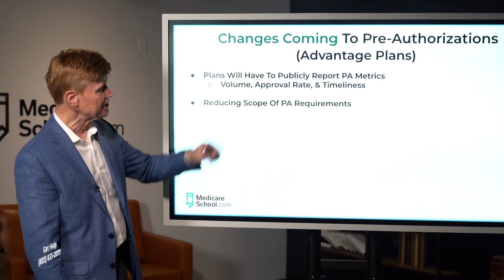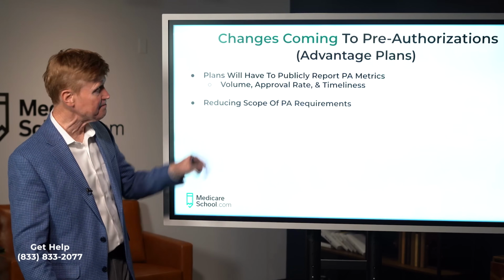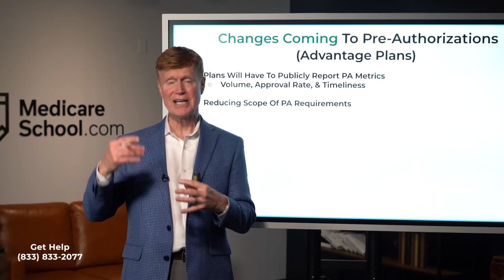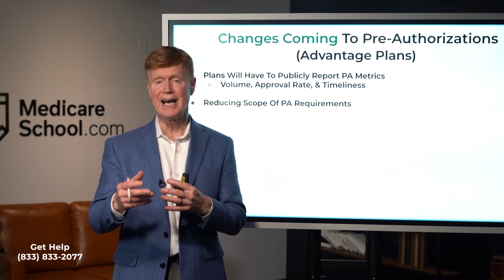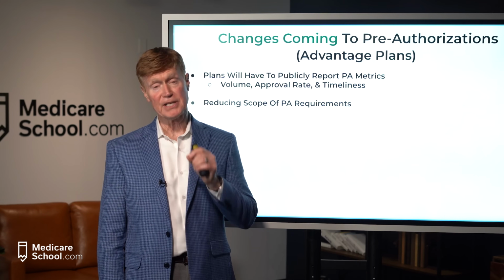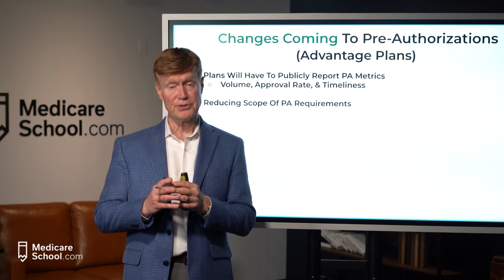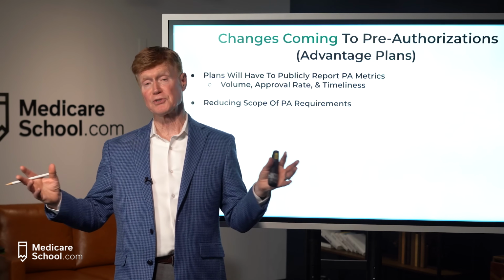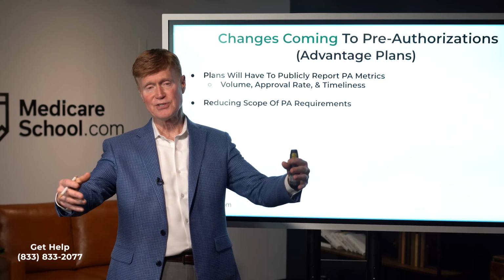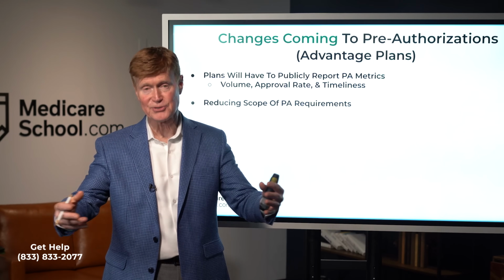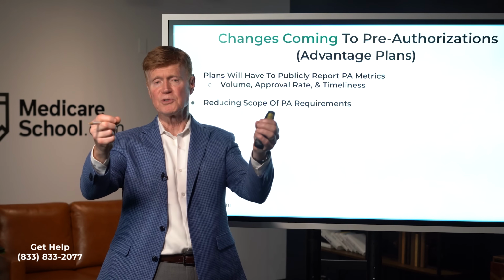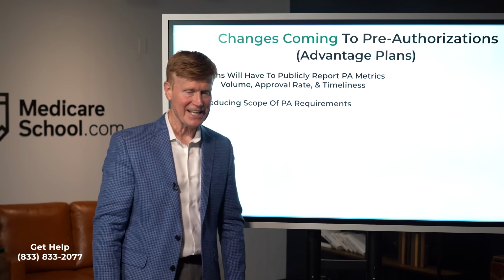Number two, reducing the scope of PA requirements. What I mean by that is we know there are hundreds and hundreds of services that have to have a prior authorization. So what's going on now is the companies have to commit to reducing those. One insurance company recently said they were going to try to reduce theirs by 33%. So if they have 500 prior authorizations, they're going to eliminate 33% of those. They're going to eliminate 150 of those. So they're still going to exist, but they're supposed to be less of them. All right, and so that was their commitment.